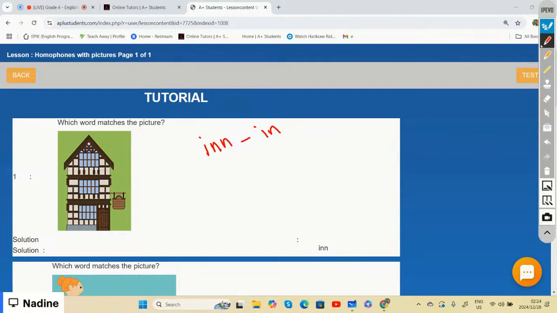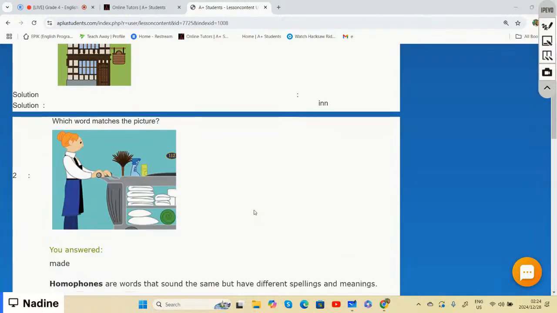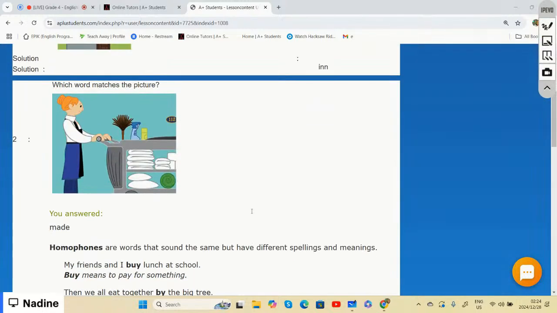All right. So in is basically another word for like saying it's a hotel, motel. And another word or the homophone of in is like saying in. It's like you're going into something, you're entering something, right?